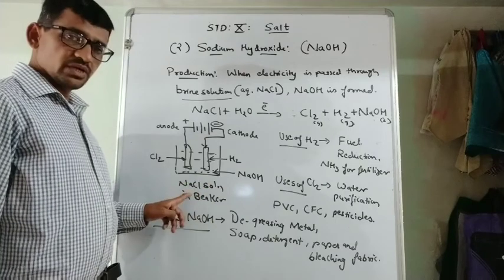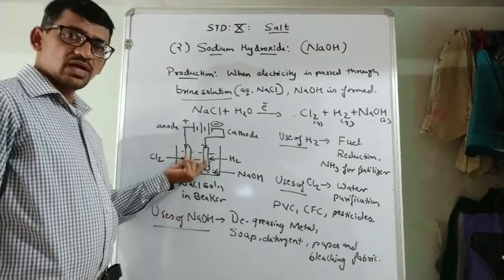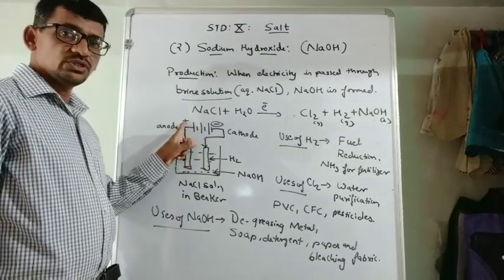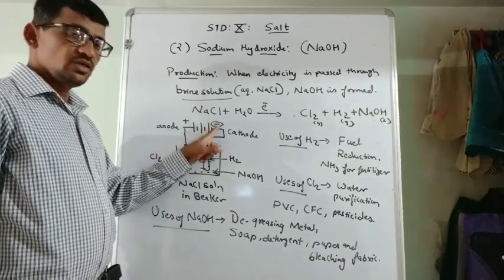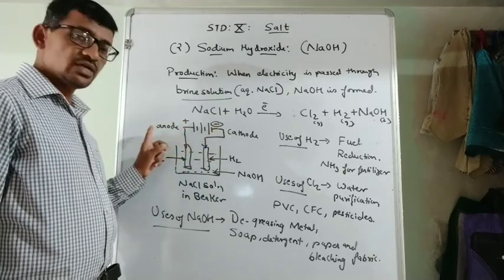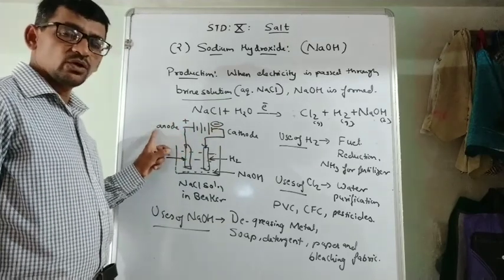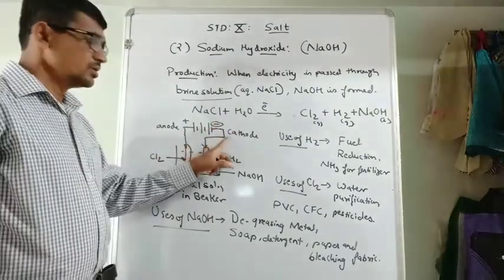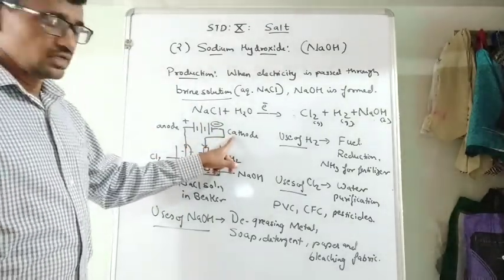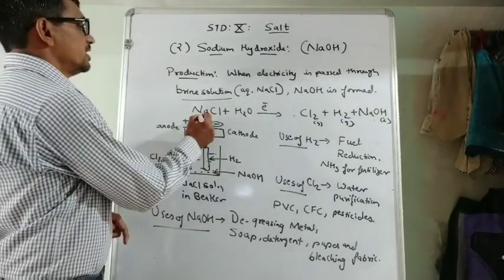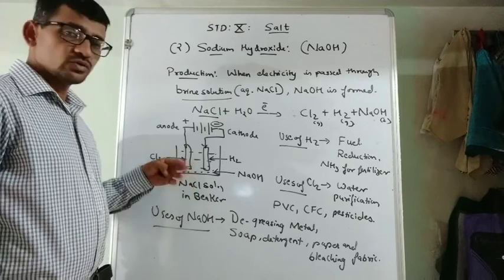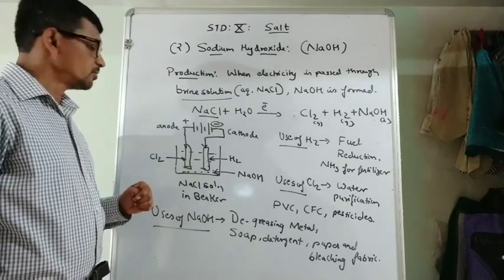I have shown the NaCl solution in a beaker. In that you put two inert electrodes, one joined with the positive terminal of the battery, the second with the negative terminal. The positive terminal is known as the anode. On the anode oxidation will take place, and on the cathode, the negative terminal, reduction will take place. So here NaCl during electrolysis undergoes oxidation and reduction.